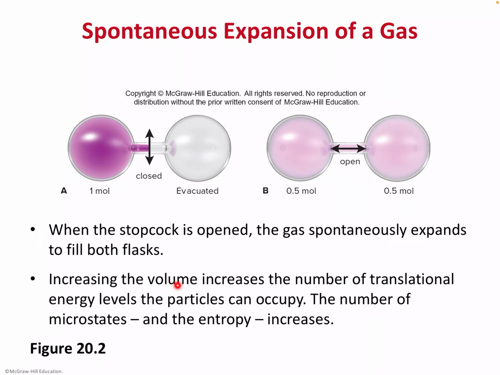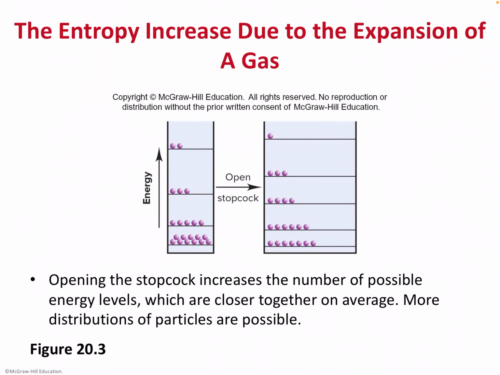Increasing the volume, what we are doing here is increasing the number of translational energy levels, in other words, the microstates. Energy levels the particles can occupy. So now this particle that was in this space has more space. Now the particles can exist. The number of microstates and the entropy therefore increases. Meaning the more space, the particles can disperse more. This is an example of entropy increase due to the expansion of a gas.